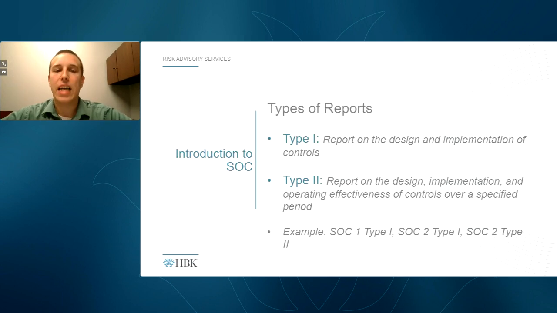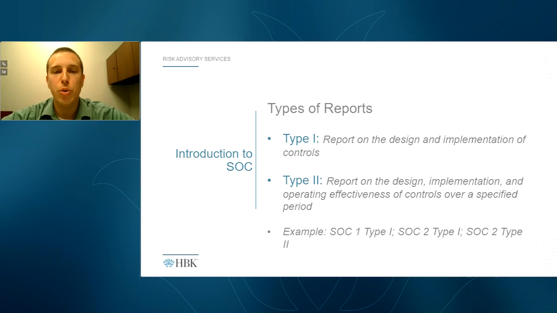But in diving into the types of reports, you either have a type 1 report or a type 2. And in a type 1, it's a point in time. So we can use this month as an example. As of August 30th of 2024 is when the period would be to showcase that you have designed and implemented controls to meet your service commitments.